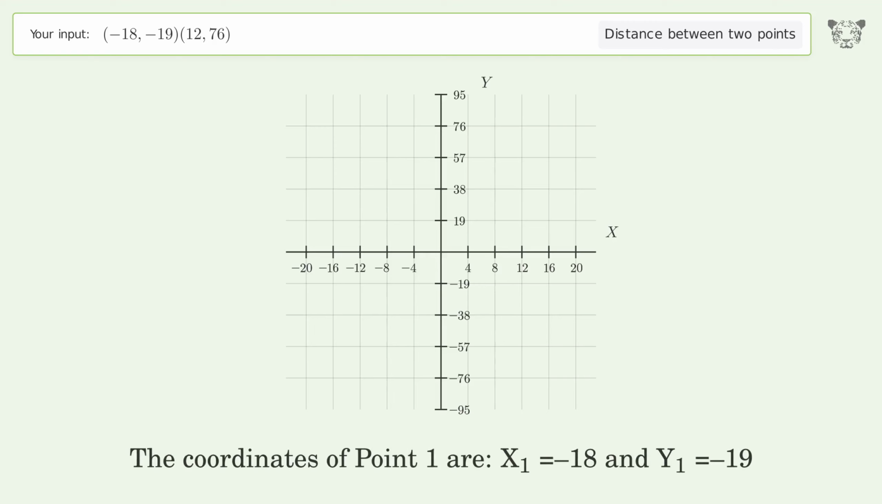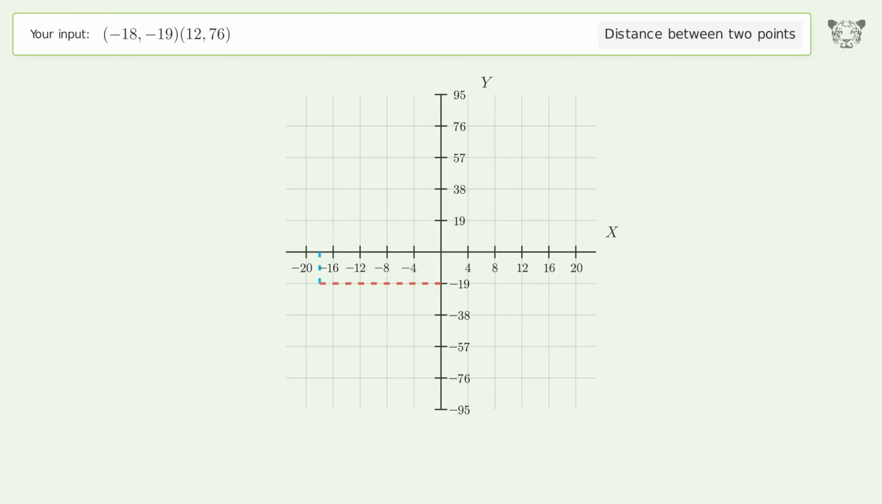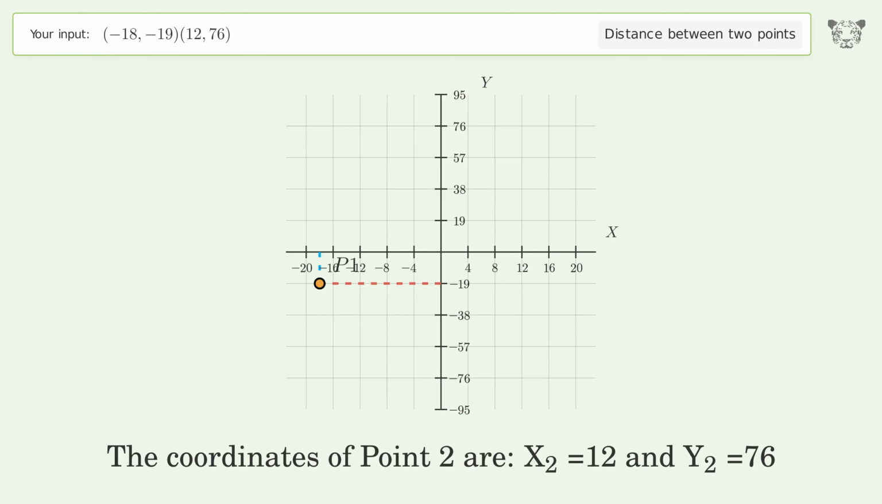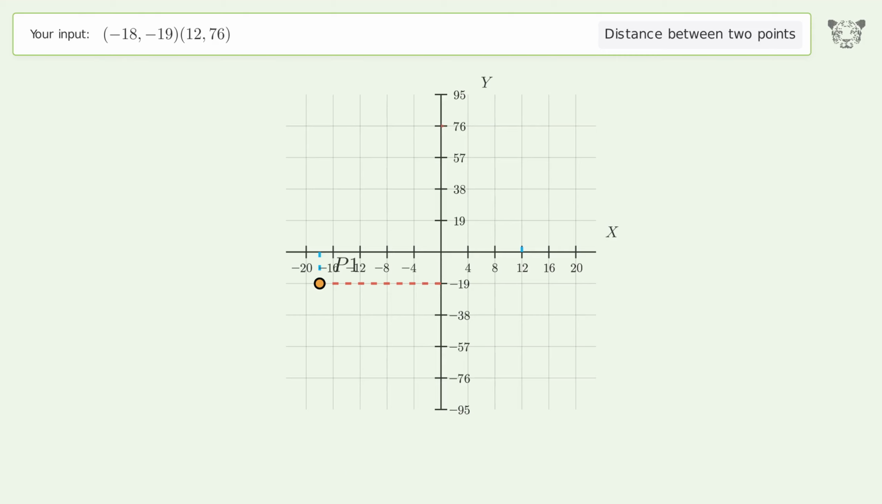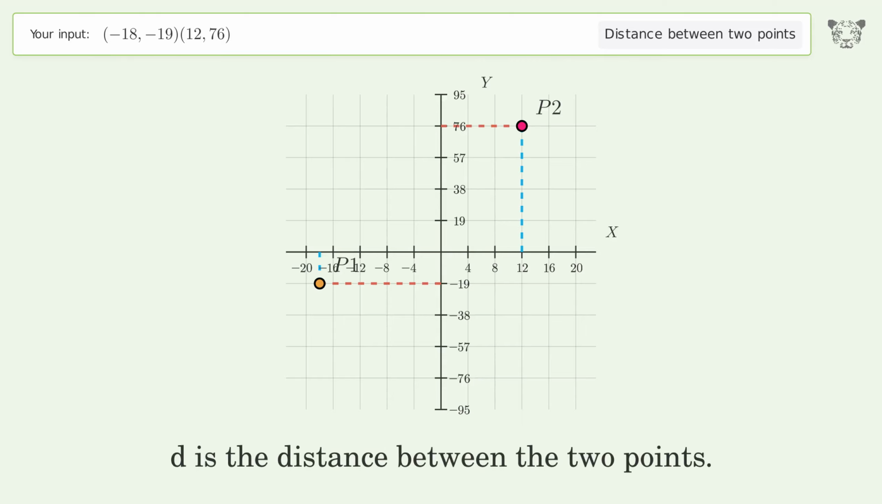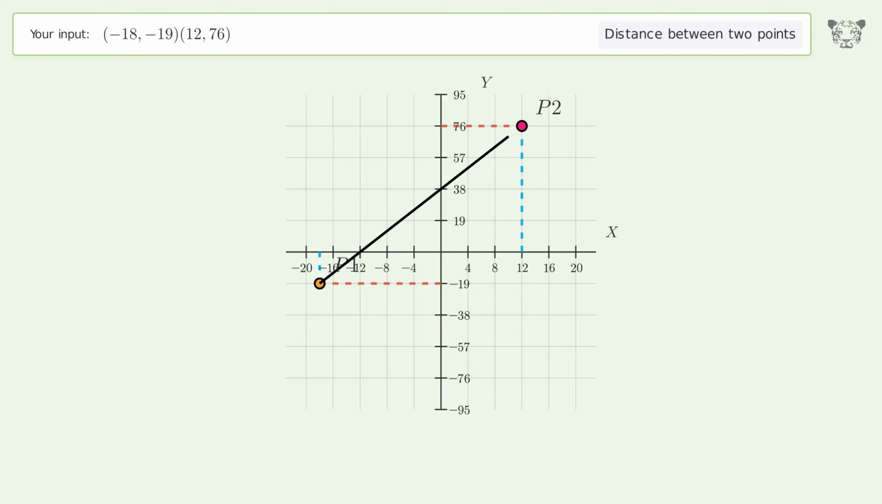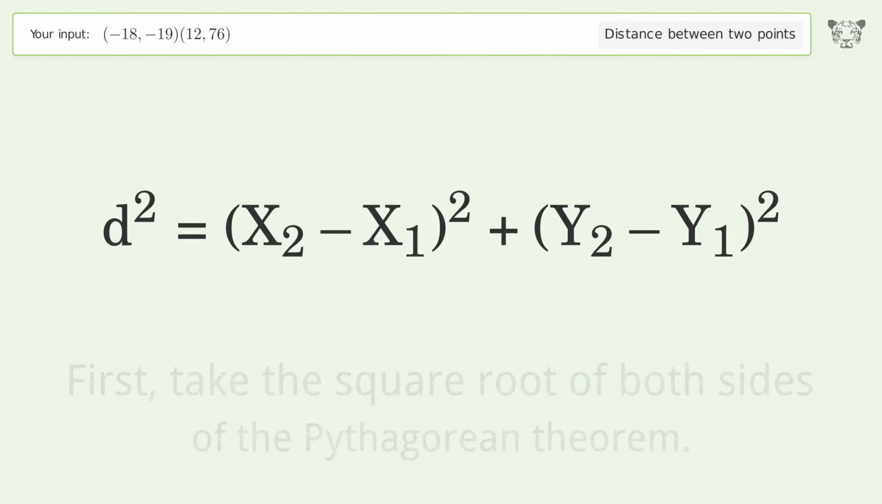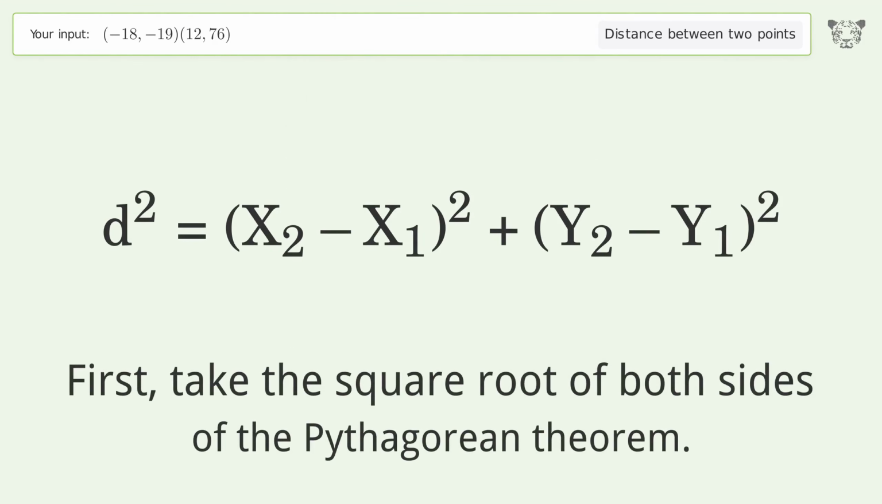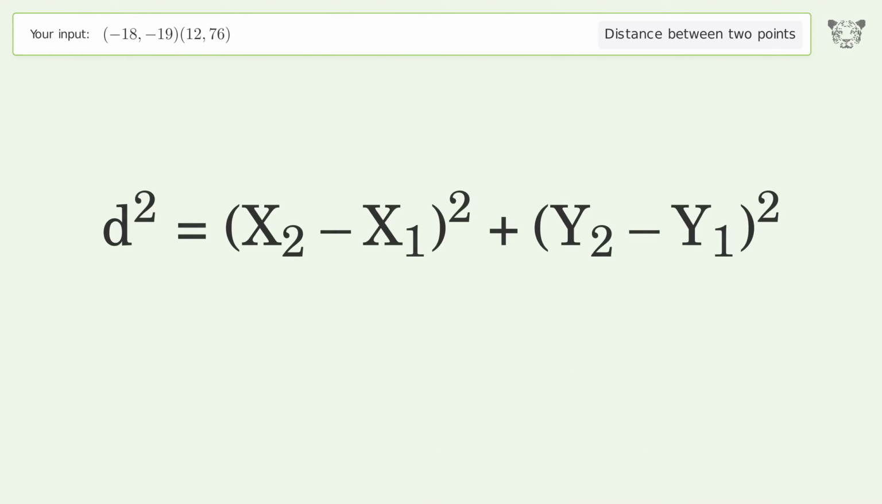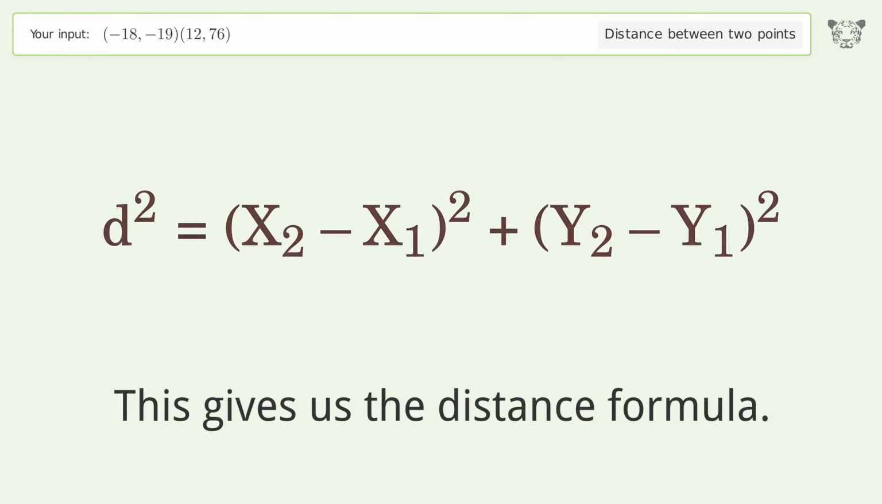The coordinates of point 1 are x1 equals -18 and y1 equals -19. The coordinates of point 2 are x2 equals 12 and y2 equals 76. D is the distance between the 2 points. First, take the square root of both sides of the Pythagorean theorem. This gives us the distance formula.